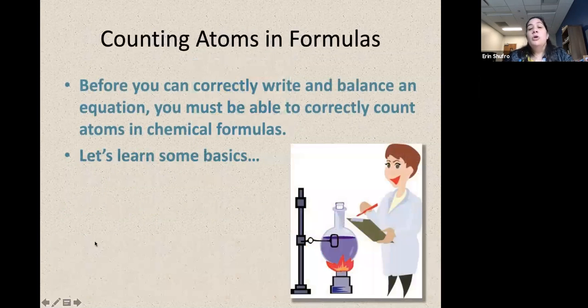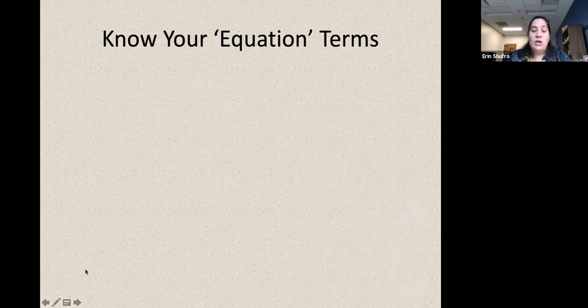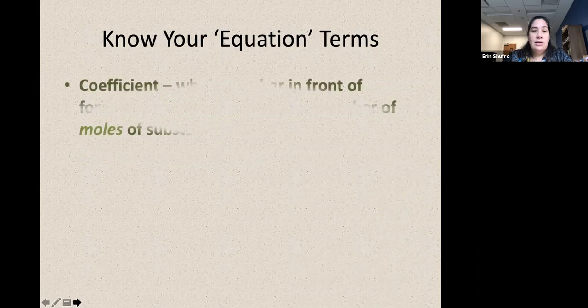Before you can correctly write and balance an equation, you must be able to correctly count atoms in chemical formulas. So we're going to learn some basics. We've talked about molecules, and how they bond: covalent bonds, ionic bonds, how they come together. But we need to be able to correctly identify the number of atoms within a molecule before we can start talking about balancing equations.